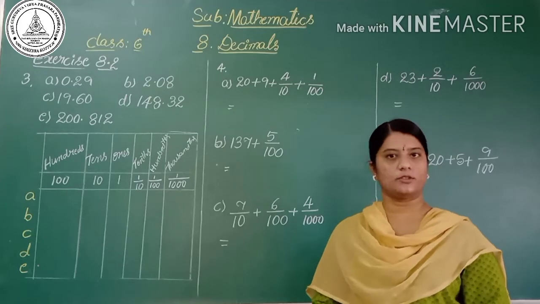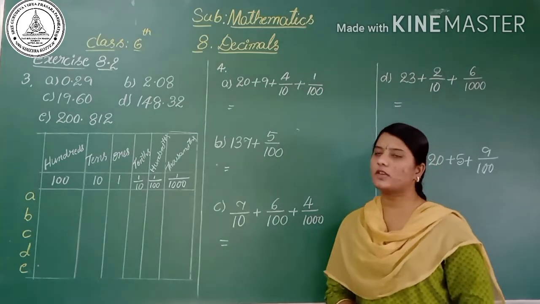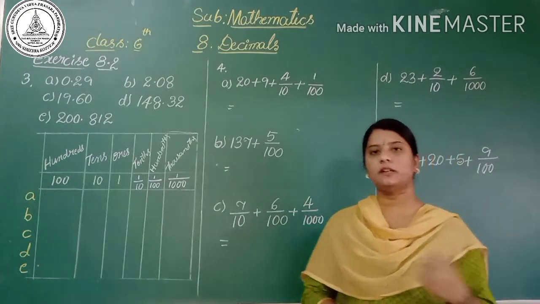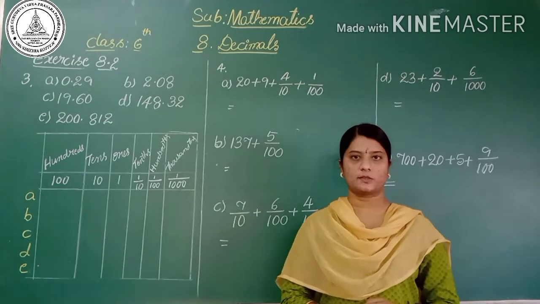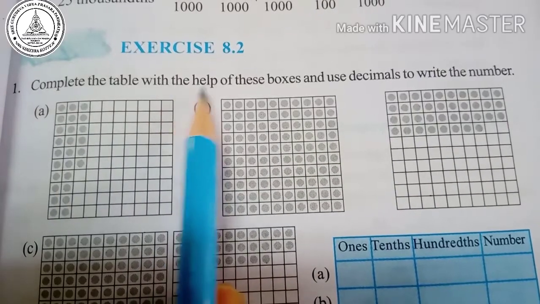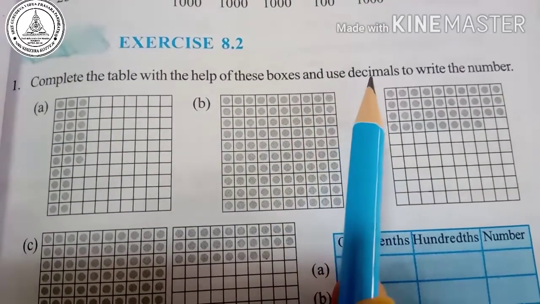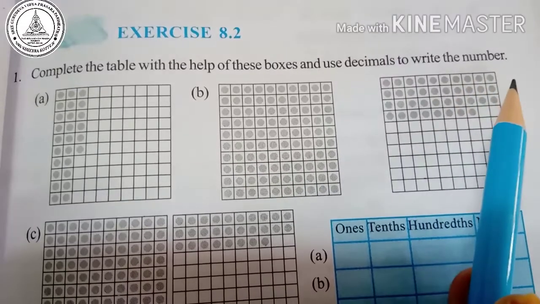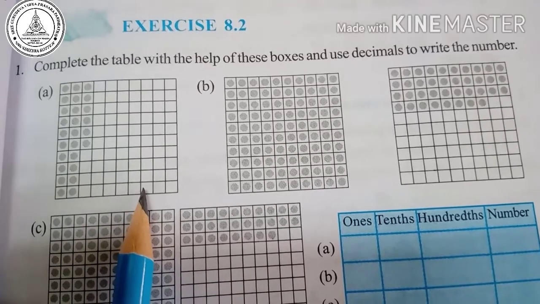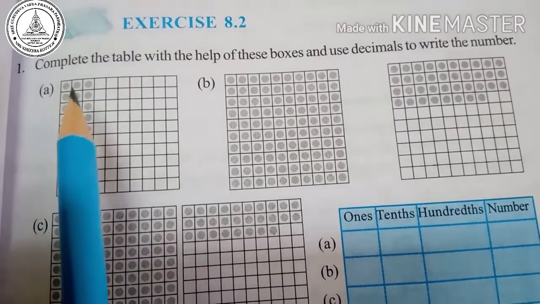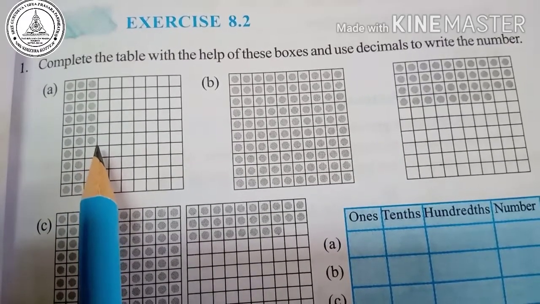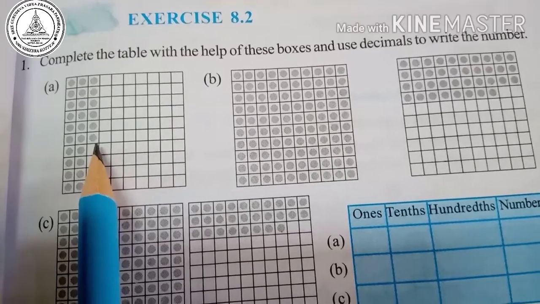Hundreds place and thousands places, right? So in this class we are going to solve Exercise 8.2. In the first main and second main we have to do it in your textbook. Exercise 8.2, first main: complete the table with the help of these boxes and use decimals to write the number. The first one, you may see here, each box is divided into 100 equal parts. So here 26 boxes have the dots, right?